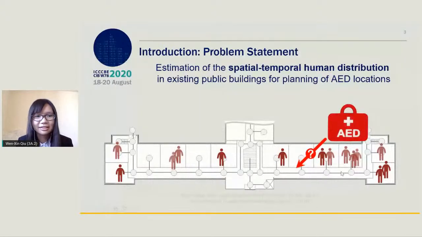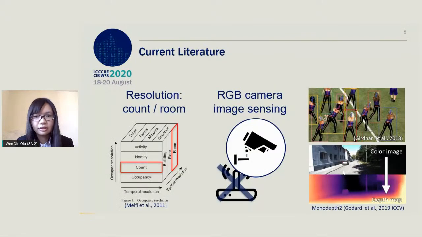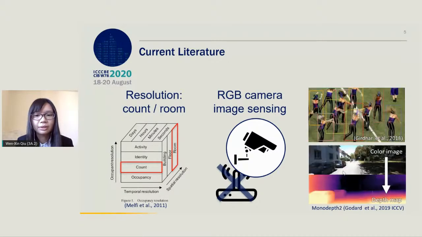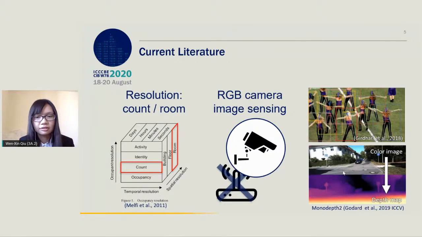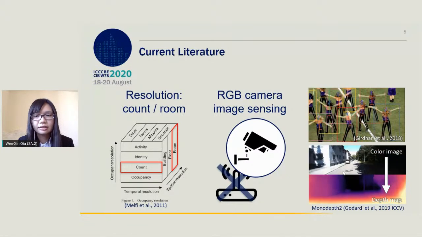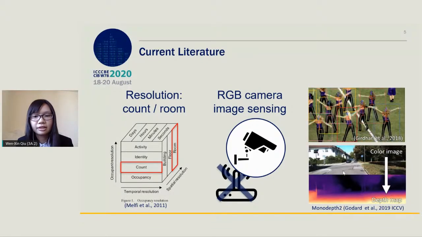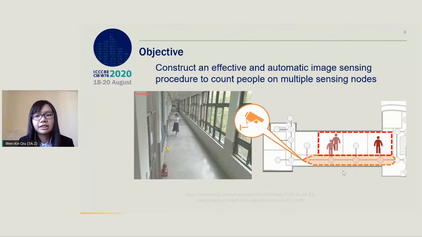To count the number of humans distributed in each space, such as rooms, we set sensing nodes at the entrances for placing sensors. Each sensing node counts the entering and leaving humans of the adjacent spaces. From reviewing the current literature, we first clarify the required resolutions and find that the suitable sensor for our problem is RGB cameras. And methodologies of image sensing methods, including object detection, tracking, monocular depth estimation, and camera model, can help us deal with the disadvantages of image sensing methods.